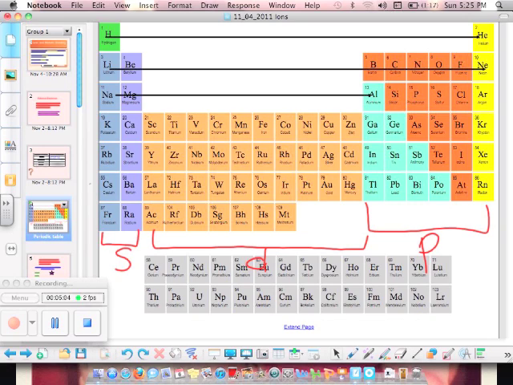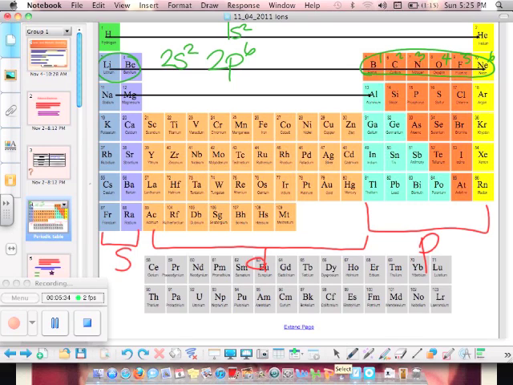So if I take the same process that we just completed, this first line is 1s, and I have 2 elements, so I hit 2. Second line is 2s, so I hit these 2 right here, which gives me a 2. And then I jump to 2p, which is all of these right here. So if I count, I have 1, 2, 3, 4, 5, and 6, which gives me 2p6.